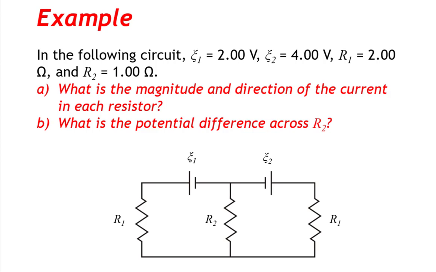What is the magnitude and direction of the current in each resistor? What is the potential difference across resistor 2?